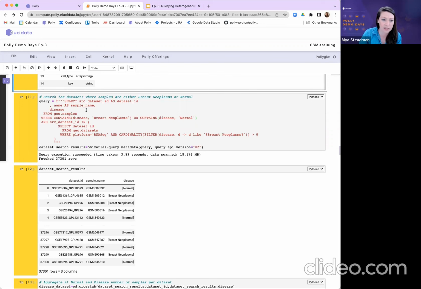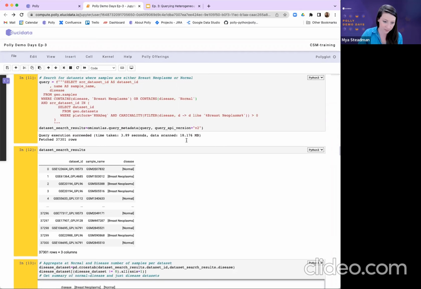And that's all we've done here. I'm saying, okay, return my data set ID, look in my sample level, and I need it to contain breast neoplasm or normal. And I'm just saying here that it has to have breast neoplasm, right? Because there'll be normal data sets in GEO that aren't breast, but I need it to have breast. So I'm setting that filter that one of the samples in the data set has to be breast.